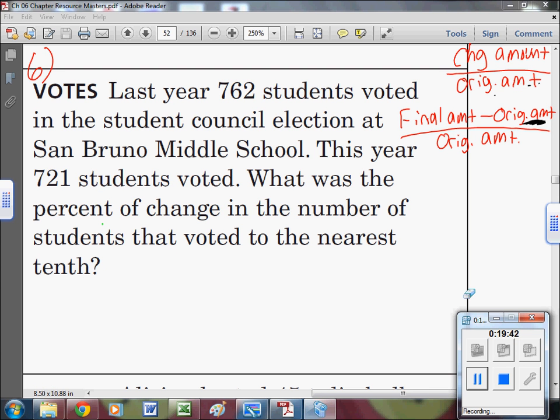All right, now in this question, we're going to go ahead and read it through, and as we read it through, we'll mark down the information we need. It says, last year, 762 students voted in the student council election at San Bruno Middle School. This year, 721 students voted. What was the percent of change in the number of students that voted to the nearest tenth?